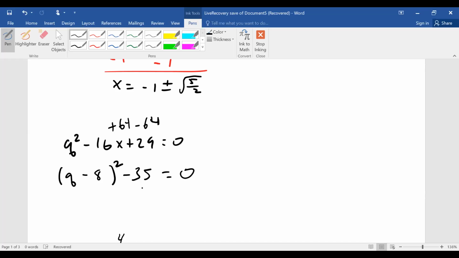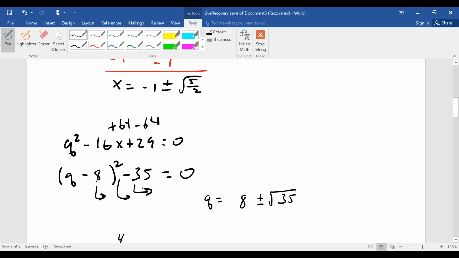Now we're going to go ahead and get rid of the stuff. Get rid of the 35 first, get rid of the squared, and then get rid of the 8. So q is equal to plus and minus the square root of 35, plus 8. The opposite of negative 35 is plus 35. The opposite of a square is a square root. And then minus 8 becomes plus 8.